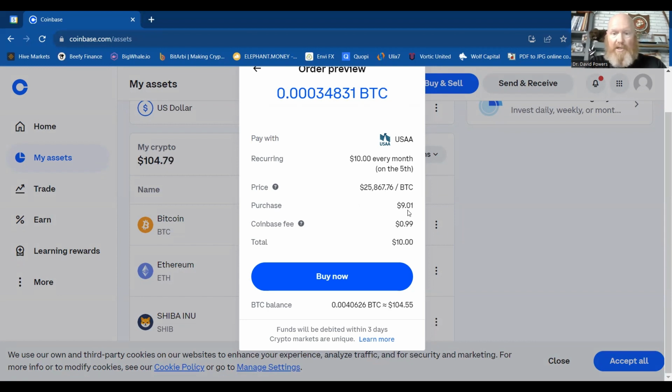The purchase is actually going to get me $9.01 of Bitcoin for every purchase because there is a 99-cent Coinbase fee. So total purchase price of $10. And you see at the bottom, that's my actual Bitcoin balance in this Coinbase account. And funds will be debited within 3 days. Crypto markets are unique. Yeah, we all know that with gas fees and times that it takes to do things and all that. So let's hit buy now and watch the circle spin.